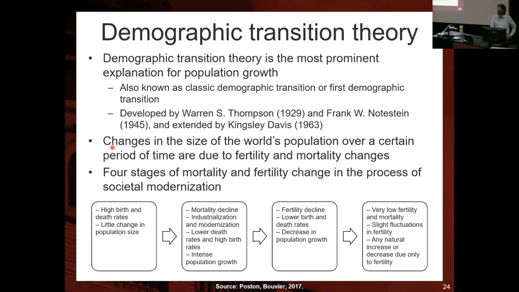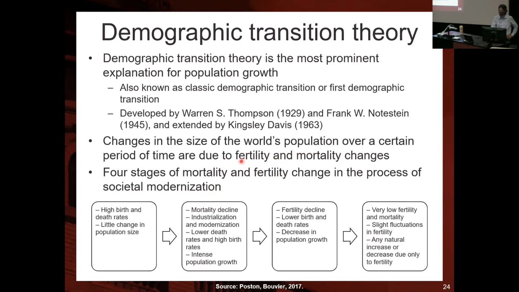And what they understand is that whenever you're talking about population growth, you have to break it down by the components of demography. In this case, fertility and mortality. So changes in the size of the world's population over a certain period of time are due to changes in fertility and mortality. There are 4 stages of mortality and fertility change in the process of societal modernization.